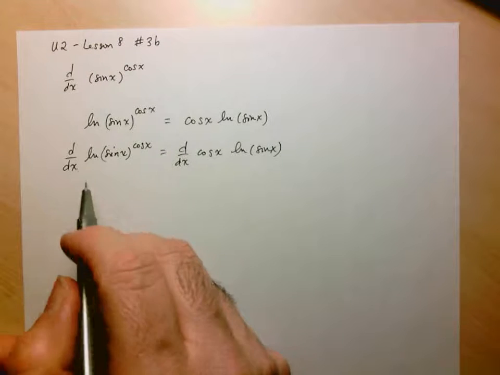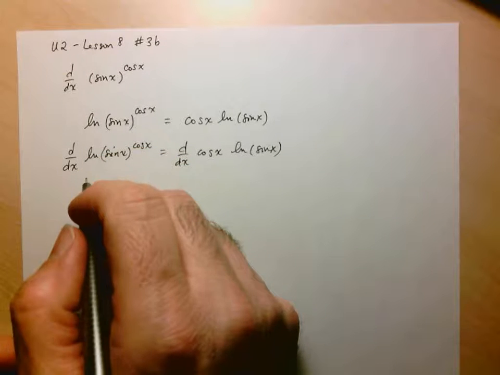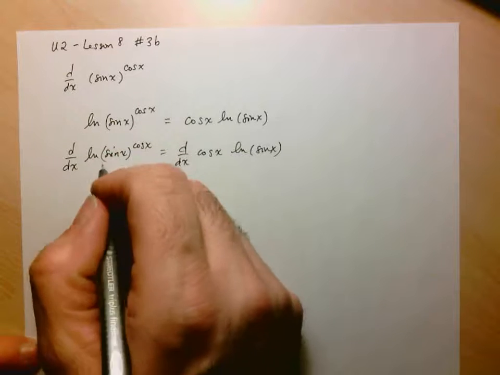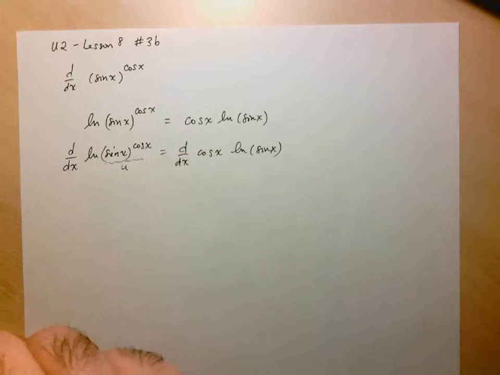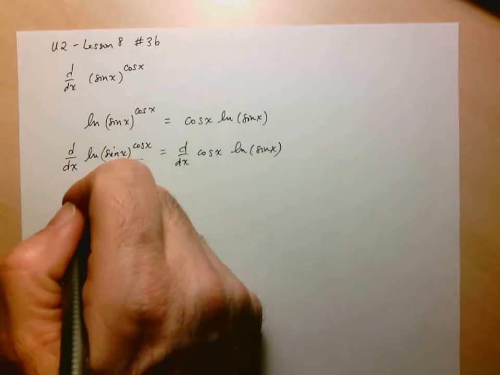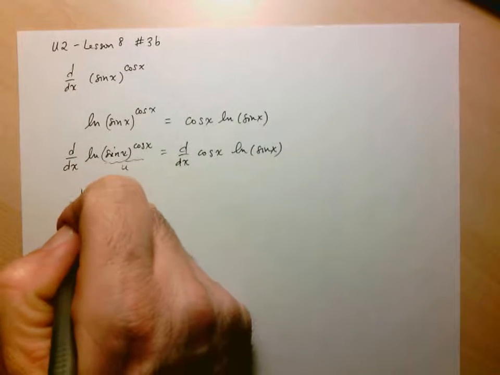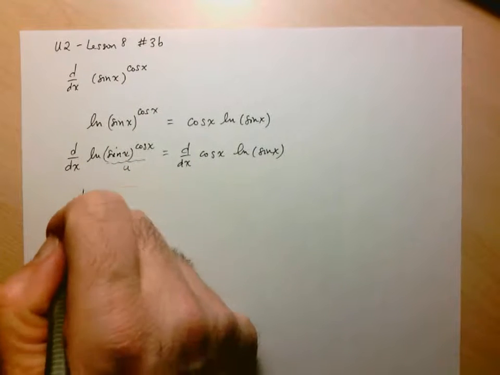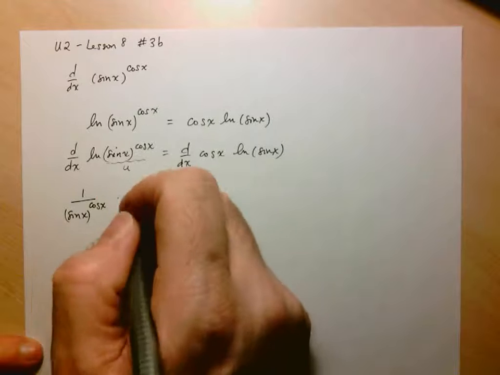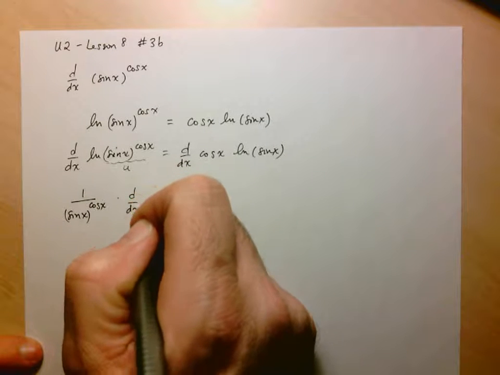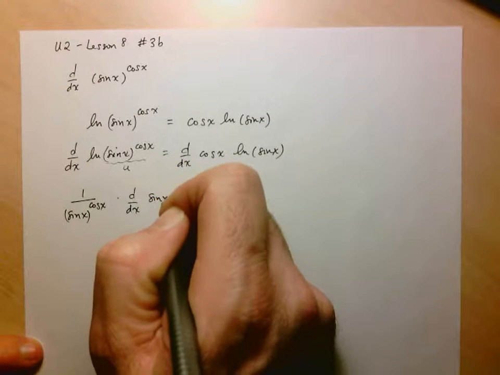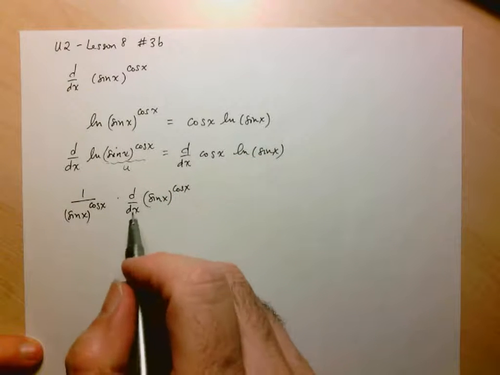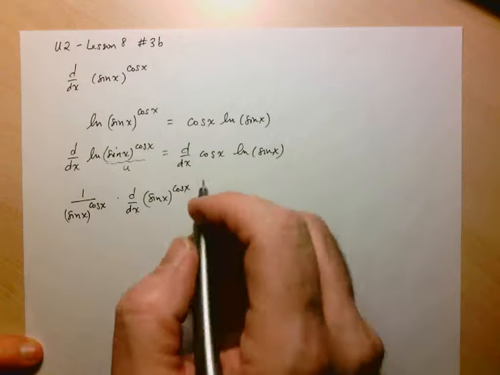To find the derivative of the left hand side, I'm going to have to use the chain rule. My exterior function is that natural logarithm, so I'll call this thing my u. The derivative of ln u is 1 over u, which is just sine x to the cos x, and I have to multiply that by the derivative of u with respect to x, in other words, the derivative of sine x to the cos x. That is very nice because that's exactly the derivative that I'm looking to find.